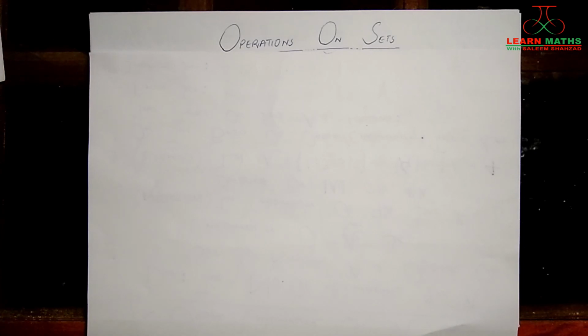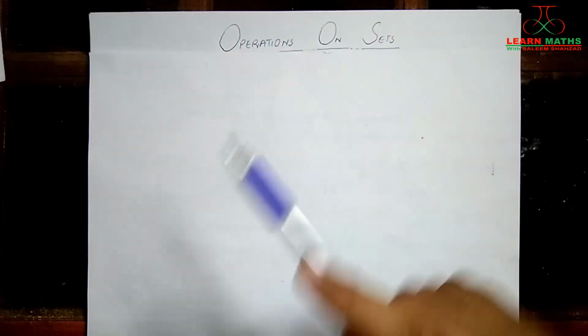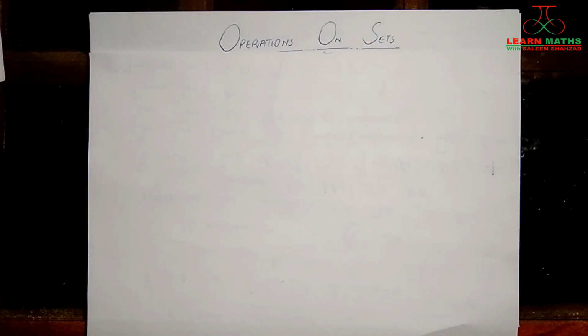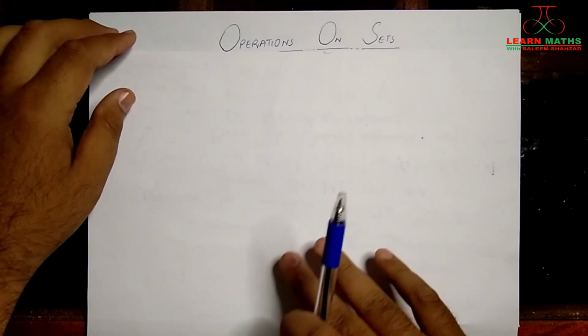In the last lecture we talked about some burning questions and we also defined equivalent and equal sets. We defined subsets. In today's lecture we are going to start with some basic operations on sets, and these operations are vital in the study of group theory. These are very important, so let's start.